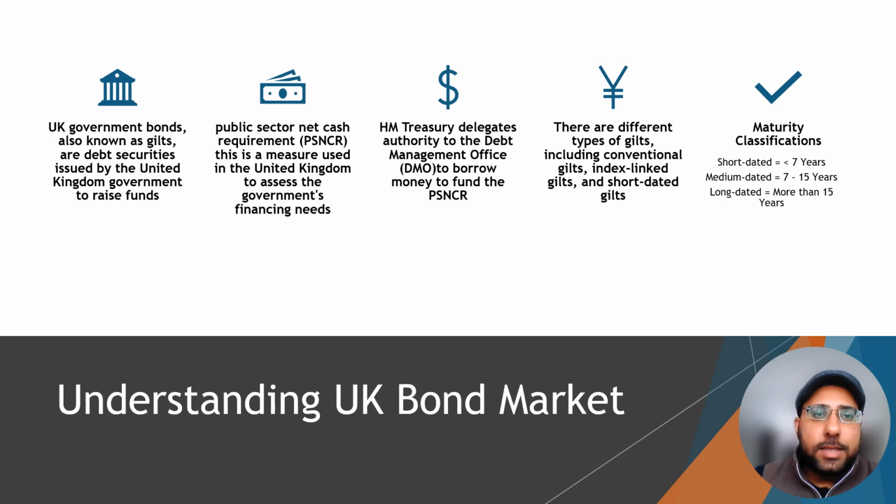Then, as well as taking into account debt issuance and repayments, they'll look at the cash reserves as well as the management, and that's going to make up the key part of what the public sector net cash requirement will look at. Following that, it's down to HM Treasury. They will then delegate authority to the DMO, which is the Debt Management Office, and they will be responsible to, in essence, borrow money to fund the public sector net cash requirement.